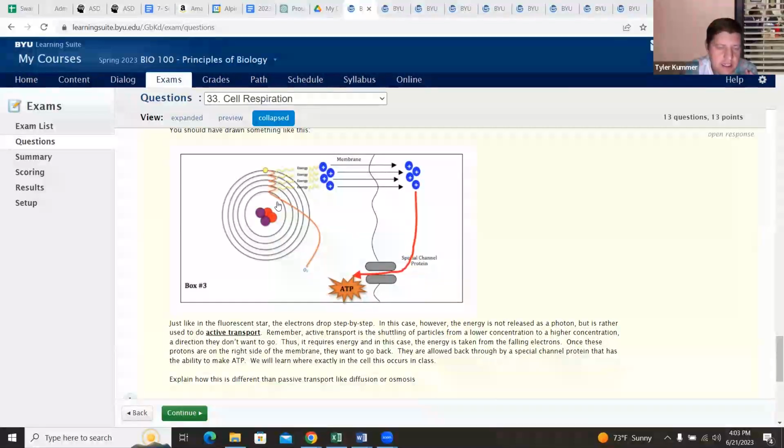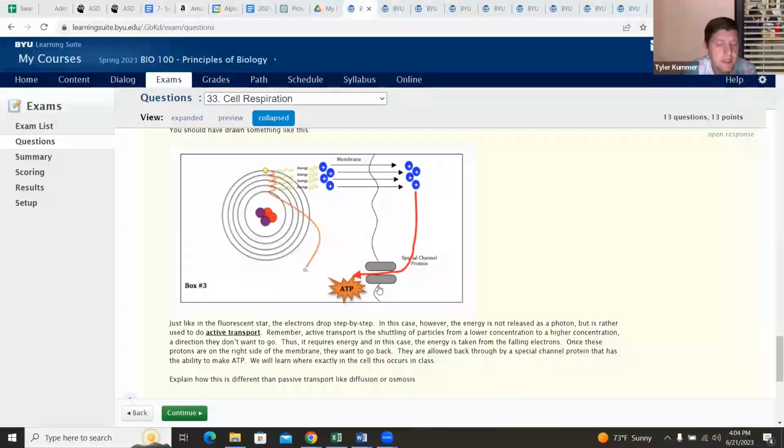What we're going to see in the cell respiration process is that as energy gets released as it drops down from one shell to the next, we're going to use that energy to cause active transport to occur. Instead of going from high concentration to low, we're going to force hydrogen ions to go from low concentration to high, and that builds up a gradient outside. Then those hydrogen ions will want to come back into the matrix of the mitochondrion, and to do that they have to pass through a special channel protein. So as it goes from high concentration to low, it's facilitated diffusion.